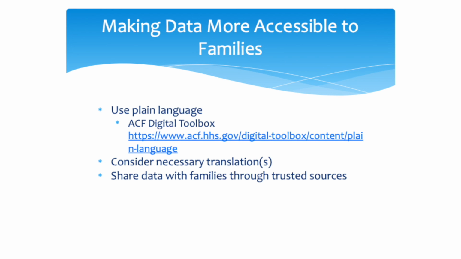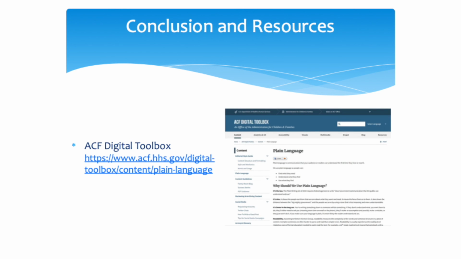Try your best to share the data in places families already frequent or with program or district staff and stakeholders they trust. For example, if you are sharing a short video on district-level special education literacy data with families, you may choose to partner with your local library or other organizations that families visit and trust to share out the information on their websites. Think about where the families go and how to reach families through these already established relationships. For guidance on using plain language, check out the ACF Digital Toolbox.